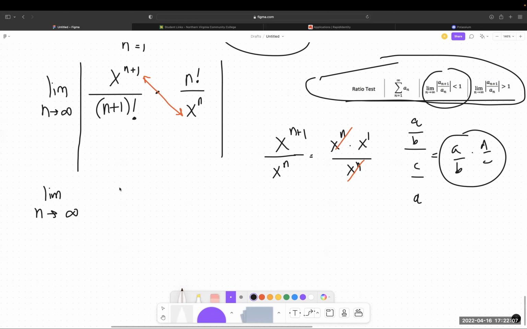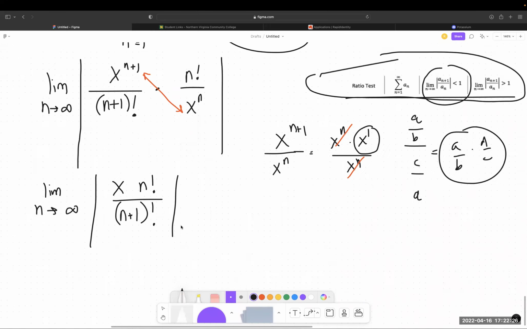And here we have it, right? It seems like we have x here, in the top. And I know it's in the top because that's the way the math works out. And so really what we're left with is this ugly looking thing, right? We have n plus 1 factorial in the bottom, and we have n factorial in the top.